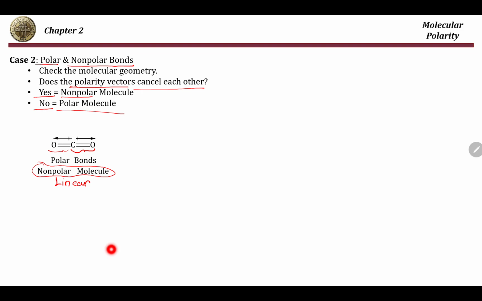Another example is the case of, let's say, the BF3 molecule. In BF3, we have three polar boron-fluorine bonds. However, the overall polarity of this molecule is zero. Why? Because if you add any two of the polarity vectors, their sum will actually be opposite to the other one. And that's why the overall polarity of the molecule will be zero.